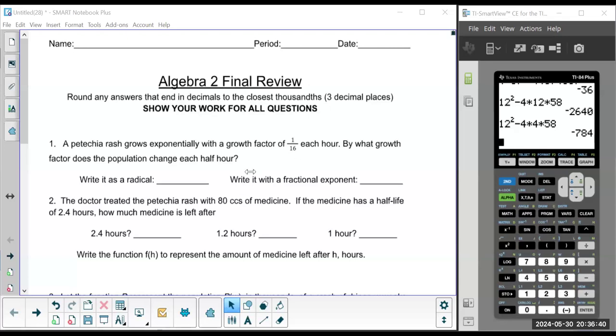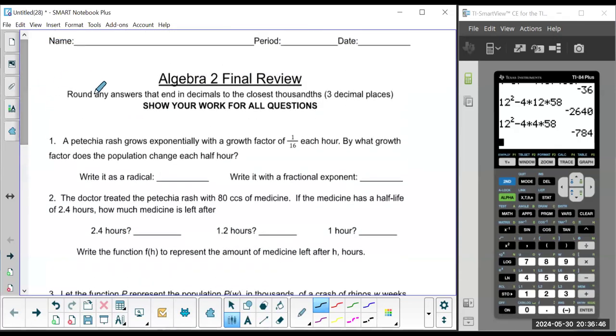Okay, so this is the review for the final. We're going to start with question 1, 2, and 3 on this video, which is the introduction and kind of the meat of the exponential unit that we started with the second semester with. So question 1: a petechial rash grows exponentially with a growth factor of 1/16 each hour. By what growth factor does the population change each half hour?